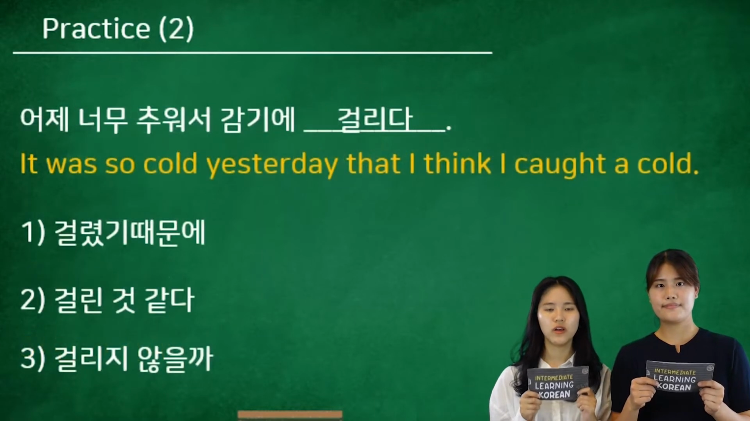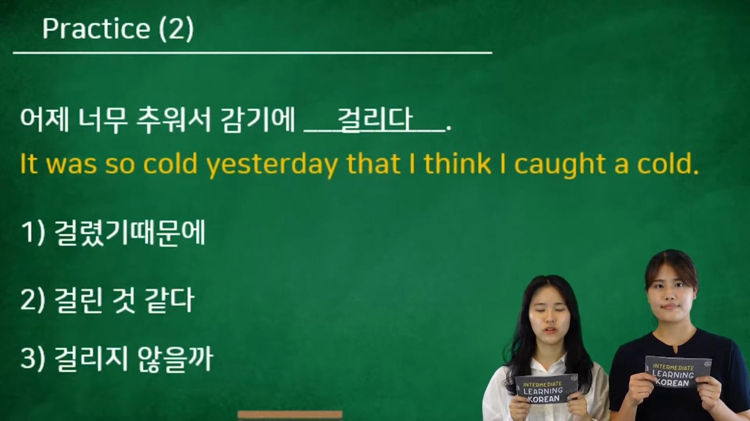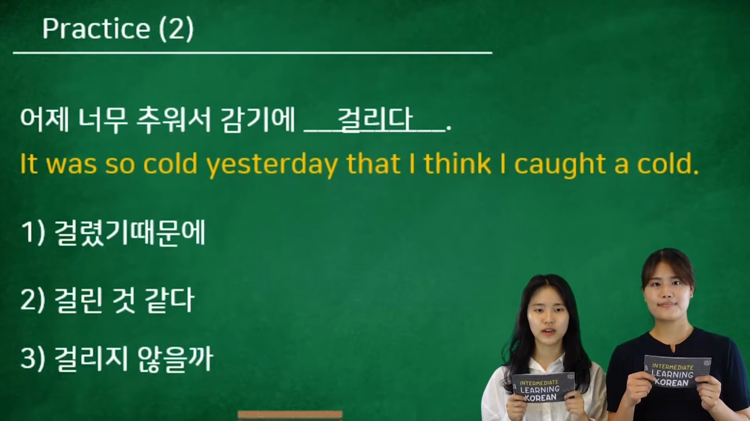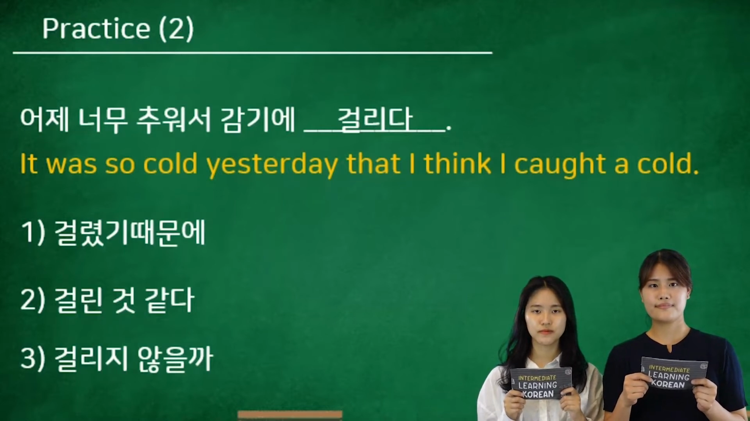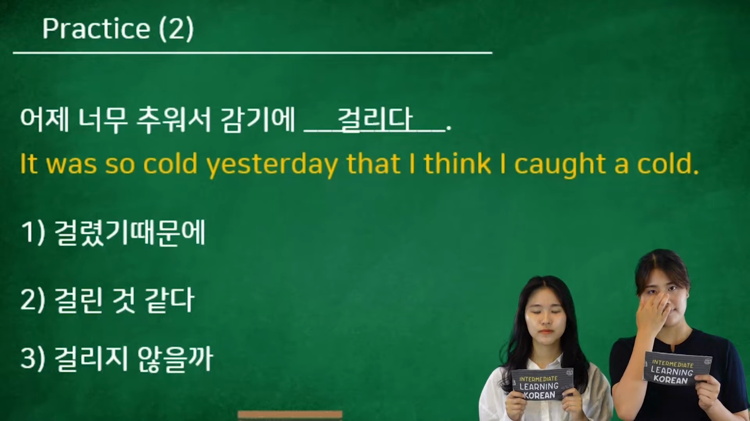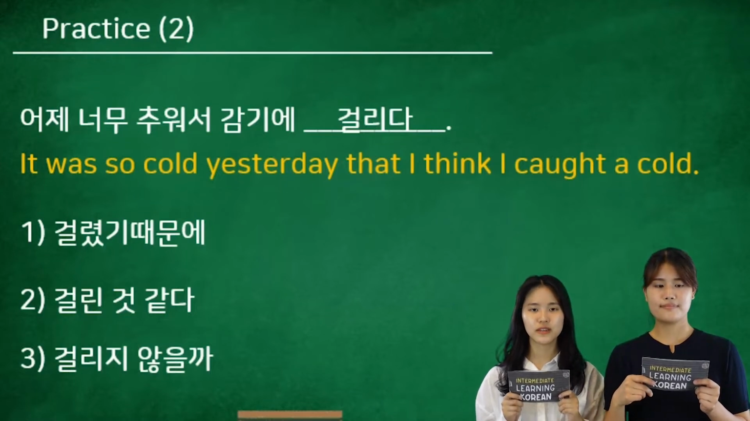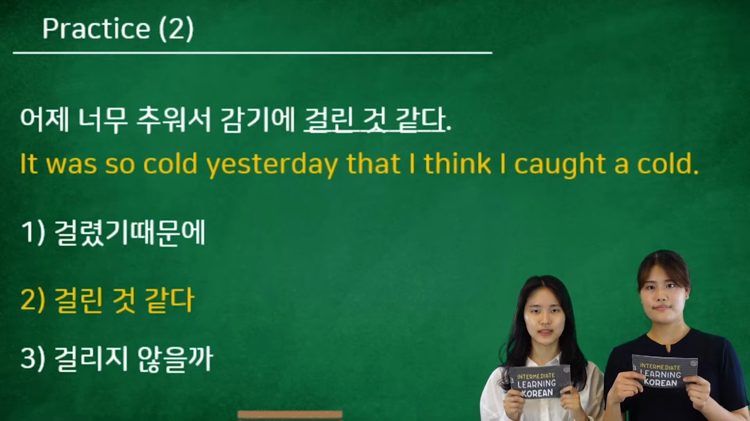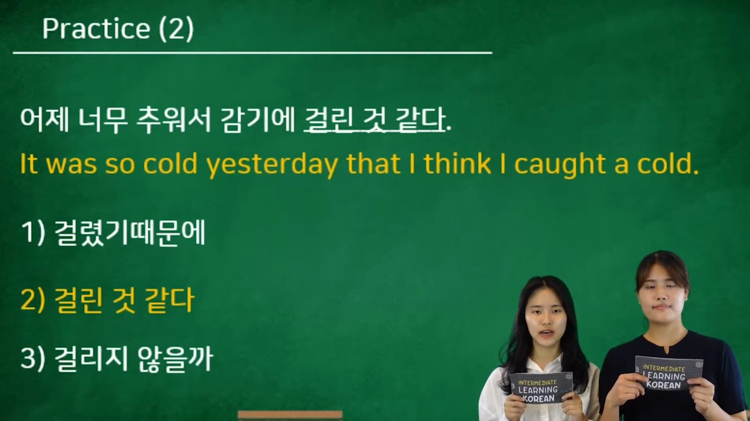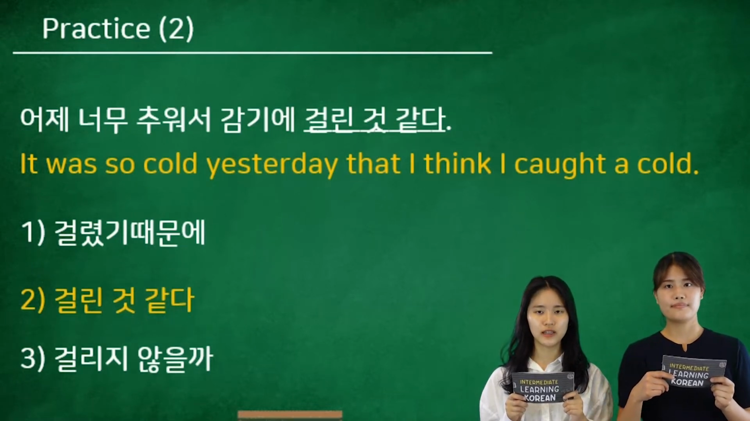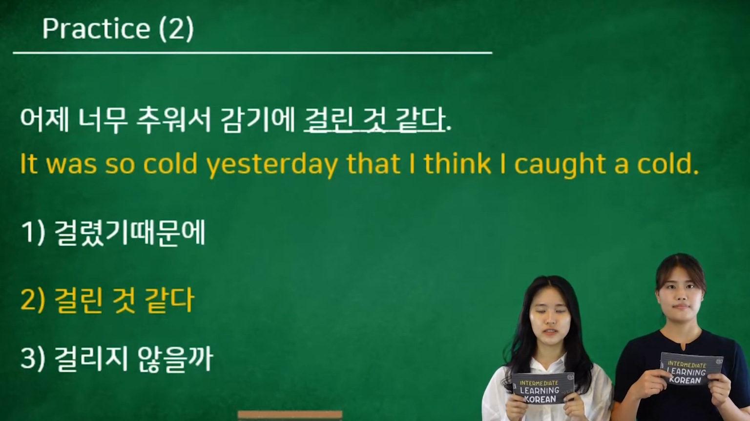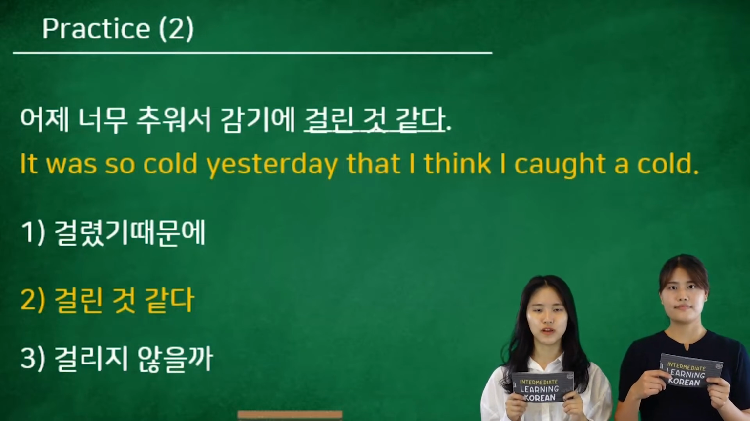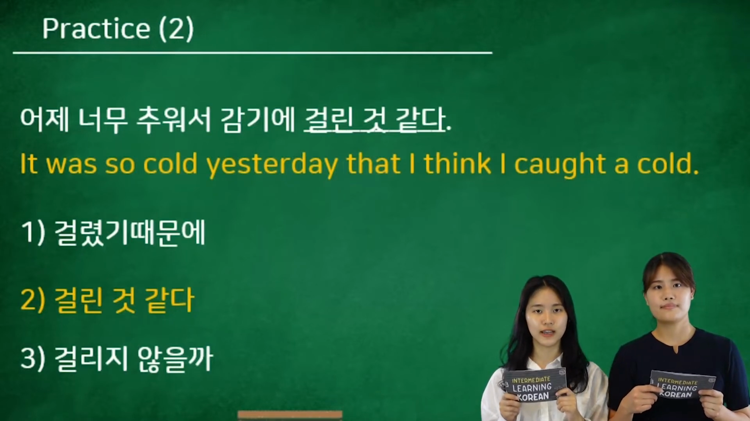Yes, next one. 어제 너무 추워서 감기 걸리다. How can you change 감기 걸리다? I'll give you 5 seconds. Yes, the answer is 감기 걸린 것 같다. If you remove 다 from the verb 걸리다, there is no final consonant. So we can use 니은 것 같다. Then it becomes 걸린 것 같다.